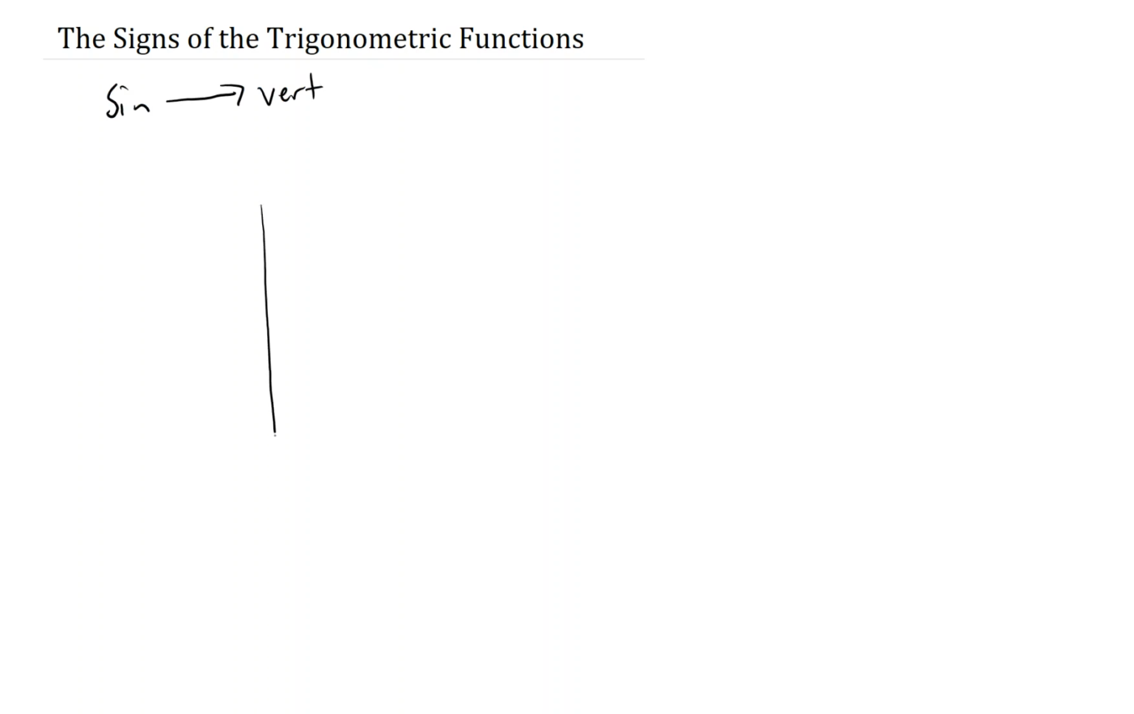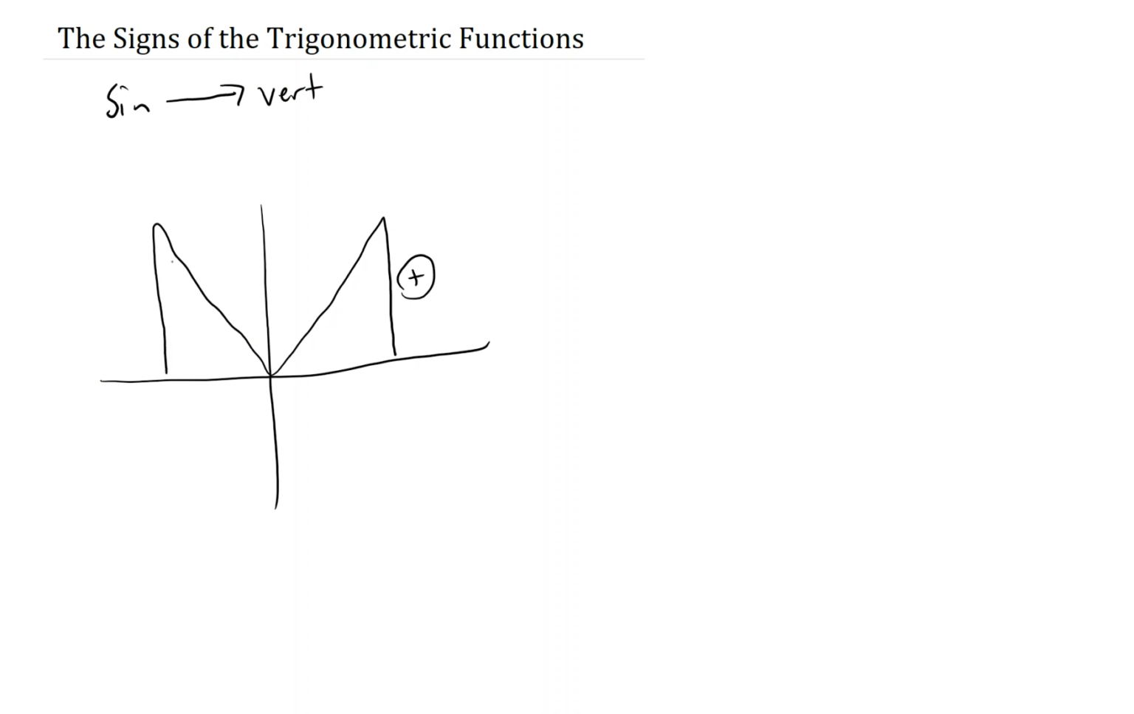Okay, so if we consider reference triangles, let's say in the first quadrant, the vertical side is positive. In the second quadrant, the reference triangle has a positive vertical side. In the third quadrant, it has a negative vertical side, and in the fourth quadrant, it has a negative vertical side.